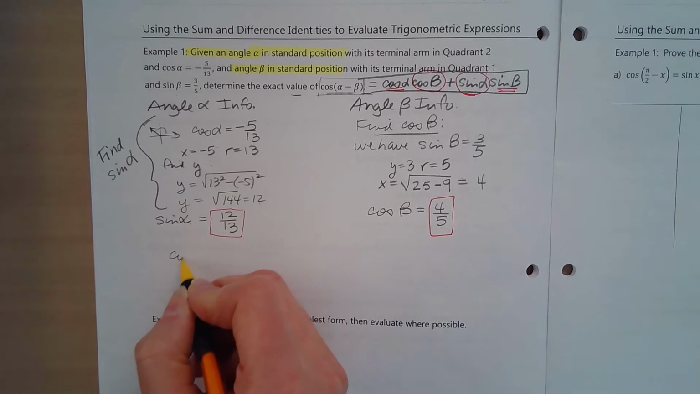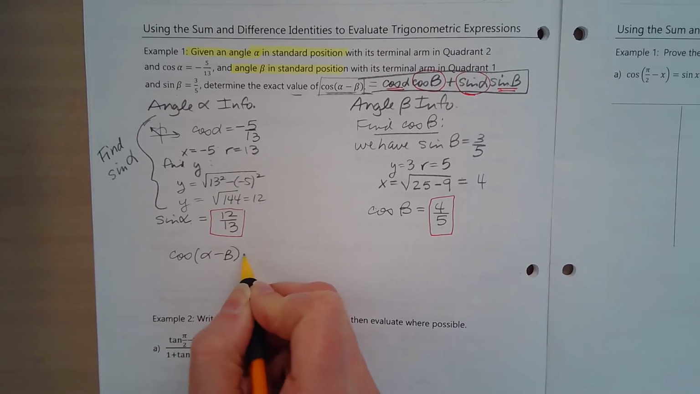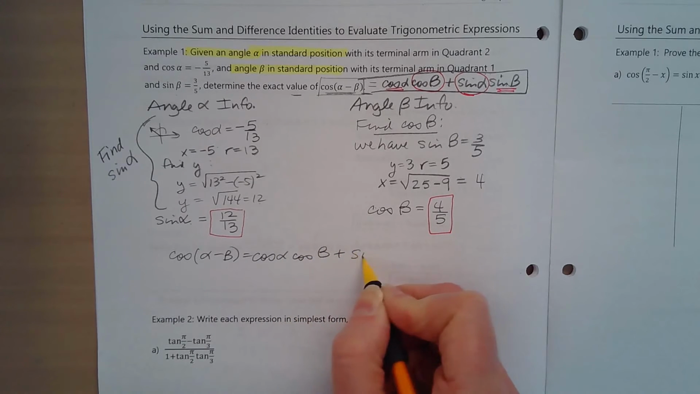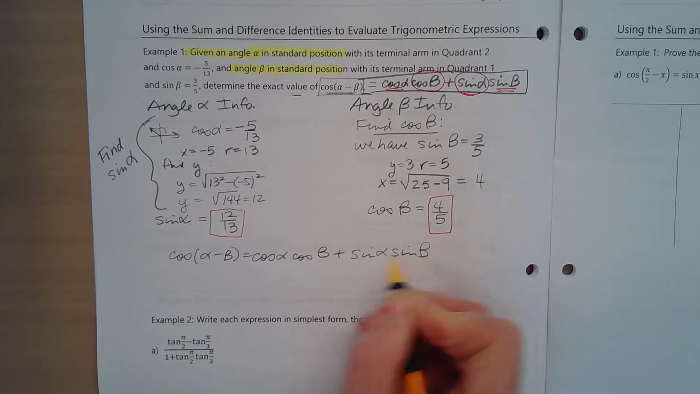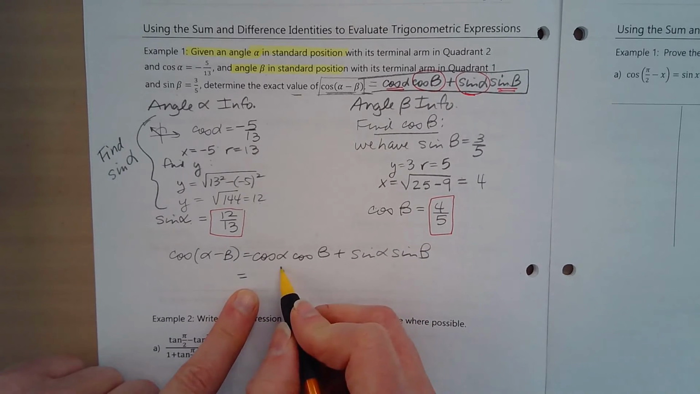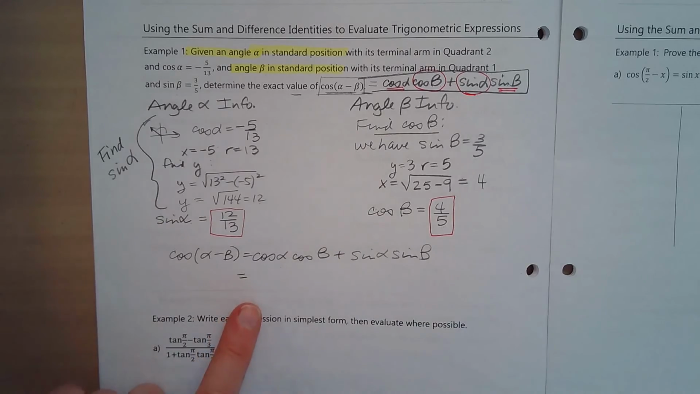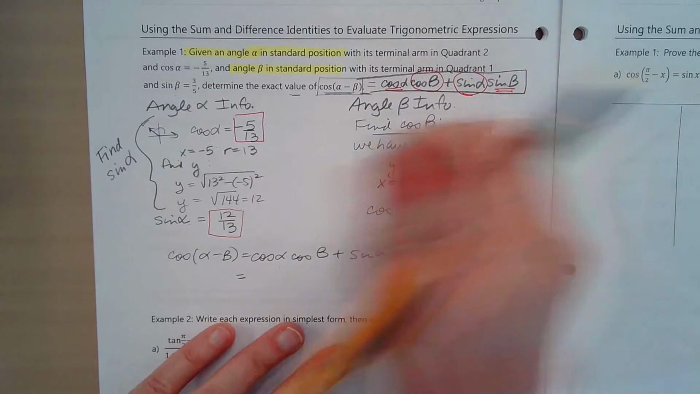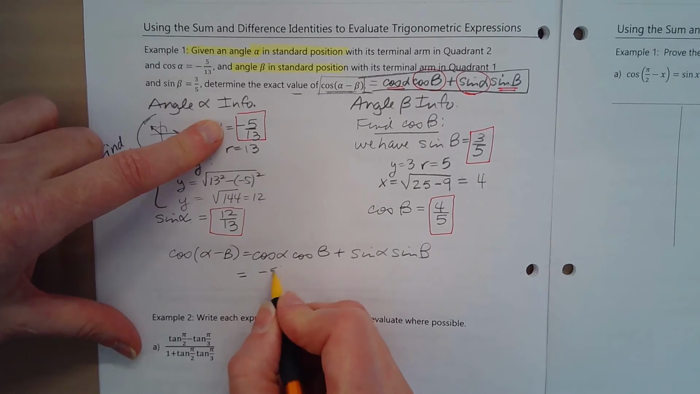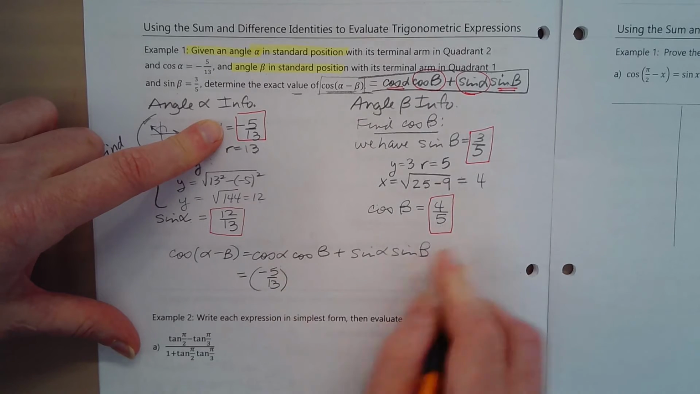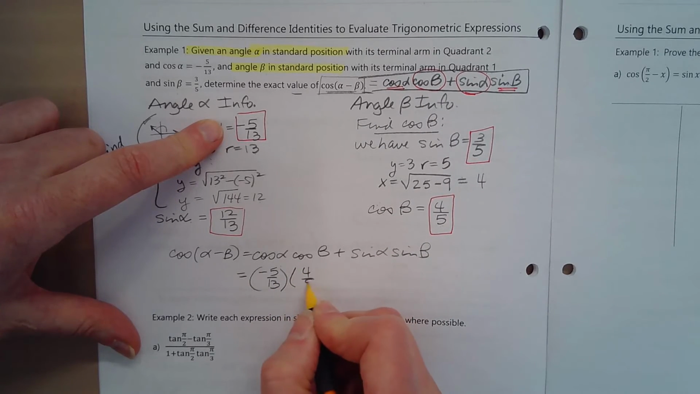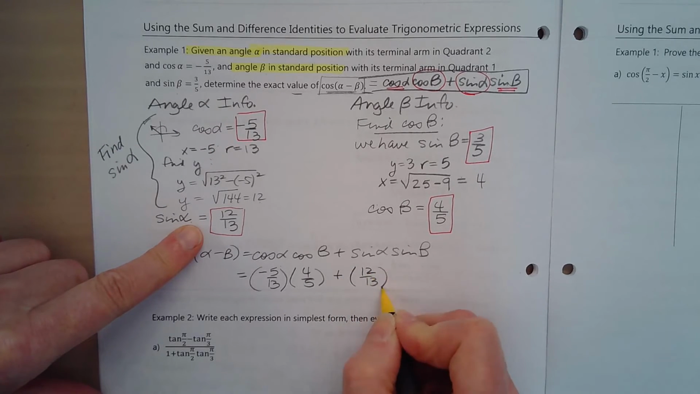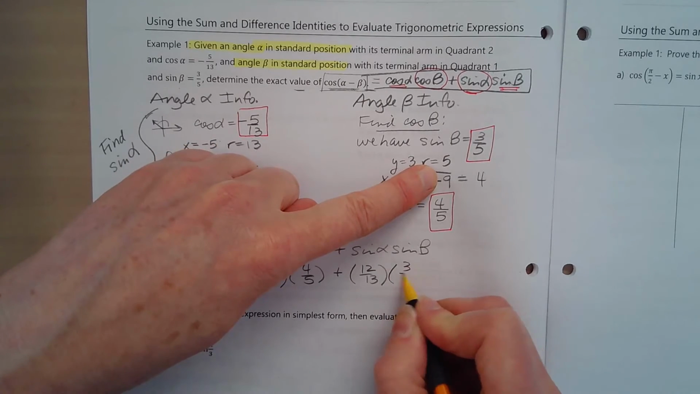They asked me to find cos of A minus B, which equaled cos of A times cos of B plus sine of A times sine of B. Okay, so that's going to equal, okay, cos of A, maybe I'll just kind of box off what they gave me. Cos of A, negative 5/13. Cos of B was 4/5. Sine of A was 12/13. And sine of B was 3/5.